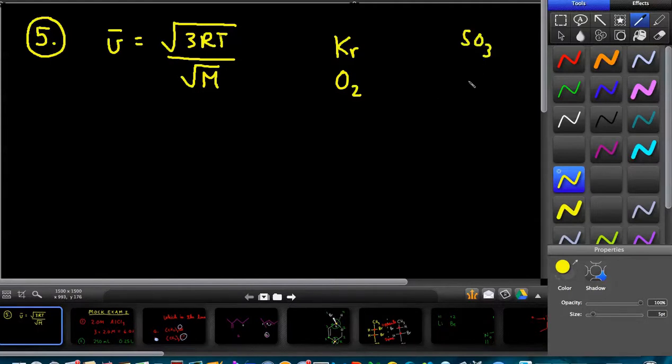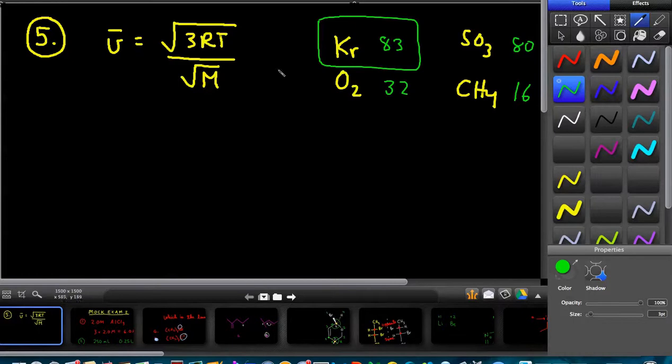and CH4. Quick calculation shows this is 16 grams per mole, and this is going to be 80 grams per mole. This is going to be 83 grams per mole. This is going to be 32 grams per mole. So the best answer is krypton. That is going to be answer choice A.